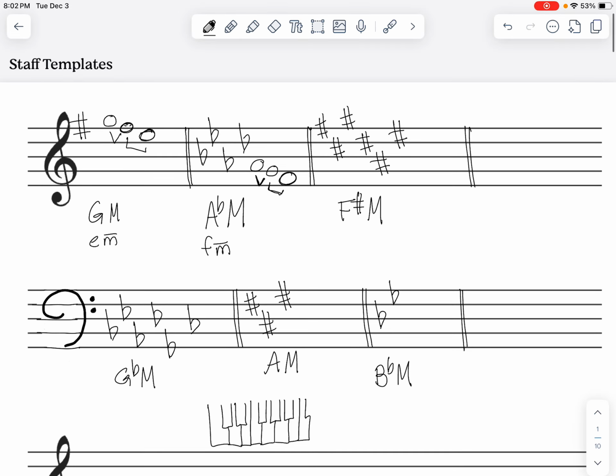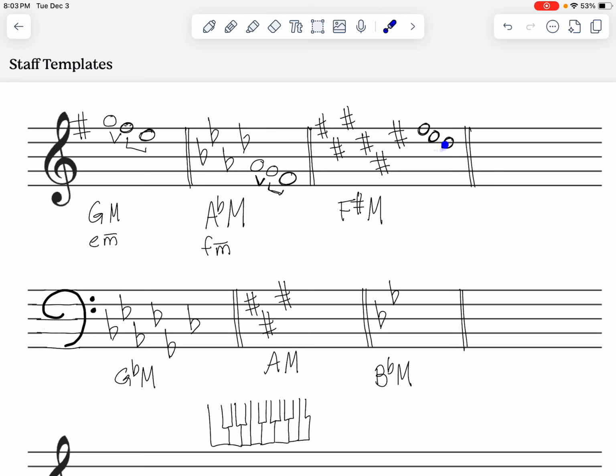Same thing here. Now we have F sharp major. There's our Do, F sharp, E sharp, D sharp. Remember, it's not D sharp because we're in a sharp key. It's D sharp because there's a D sharp in this key signature. We have F sharp, we have E sharp, and then we have D sharp.